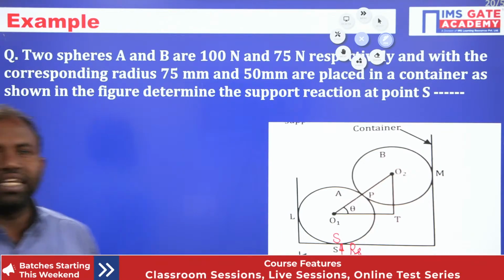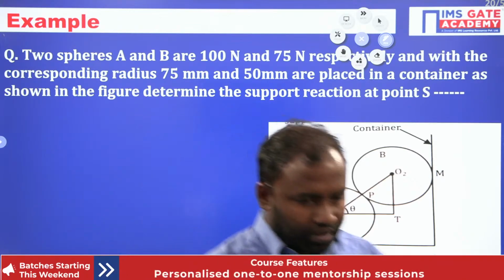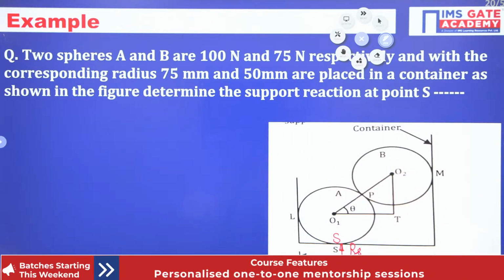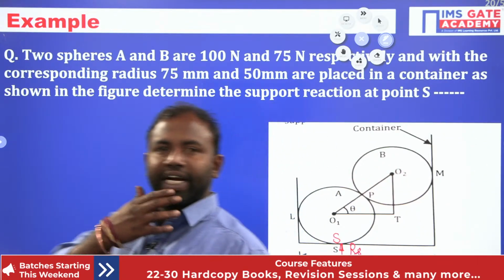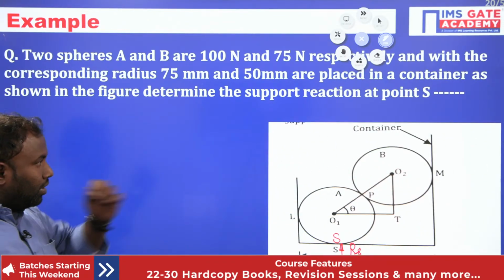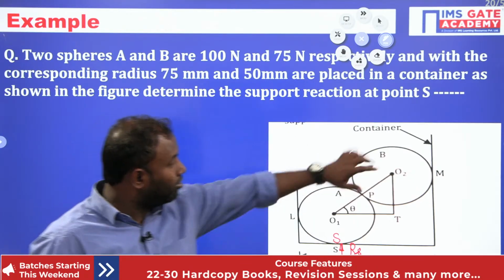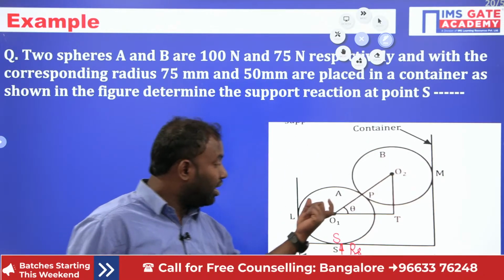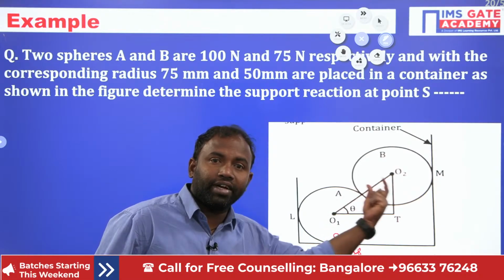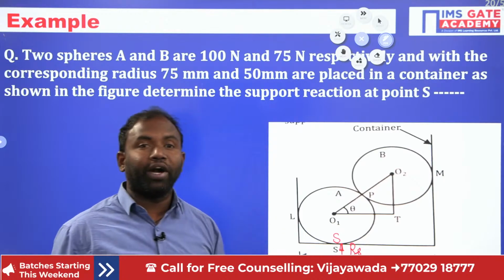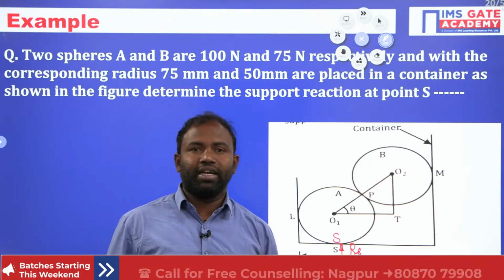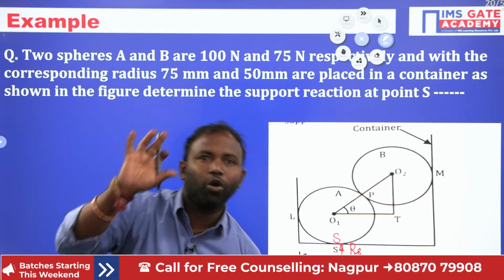Two spheres A and B. Here, guys, the weight of sphere A is given, the weight of sphere B is given, the radius of sphere A is given, and the radius of sphere B is given. Now we need to find the reaction at point S. We need to find this one. Is that clear, everybody? I hope you understand.